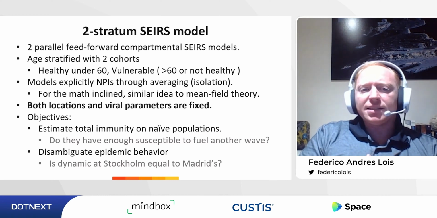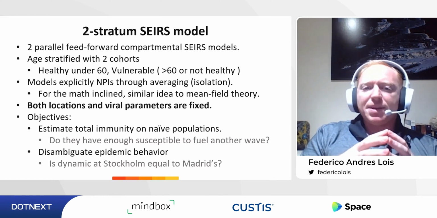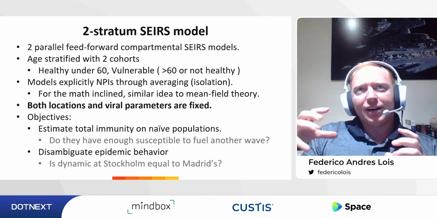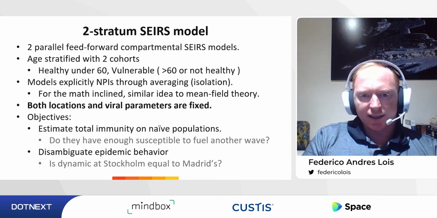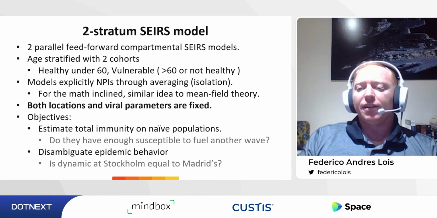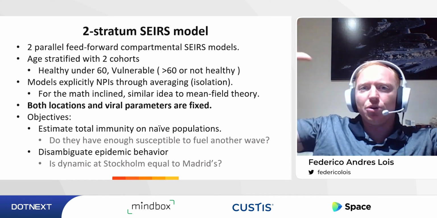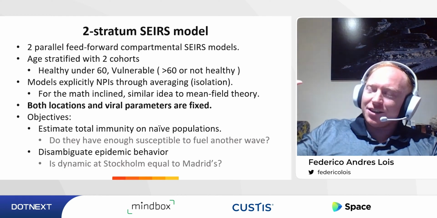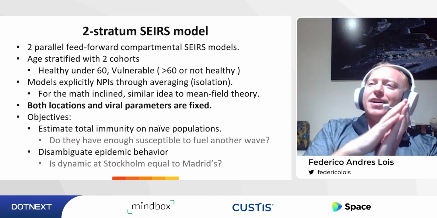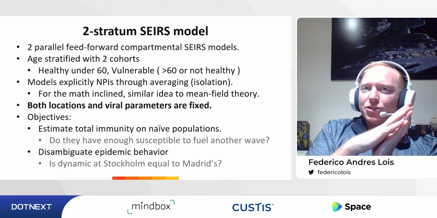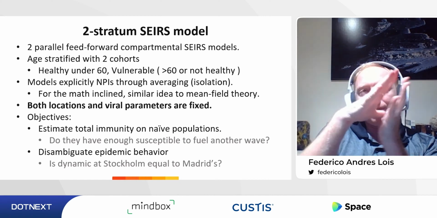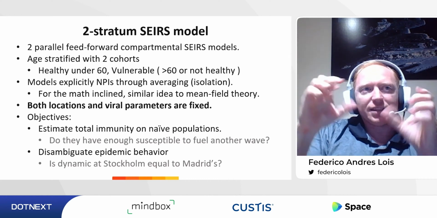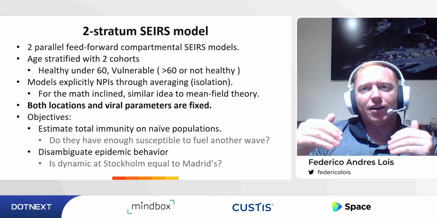The model explicitly models NPIs through averaging, which, for those that are more interested in the mathematics behind this, is similar to the idea of mean field theory. So you get this huge parameter space. Then what you do is you average and you reduce the amount of parameters. So you essentially want to keep only the most important, so you average them out. So it's a method for dimensional reduction.